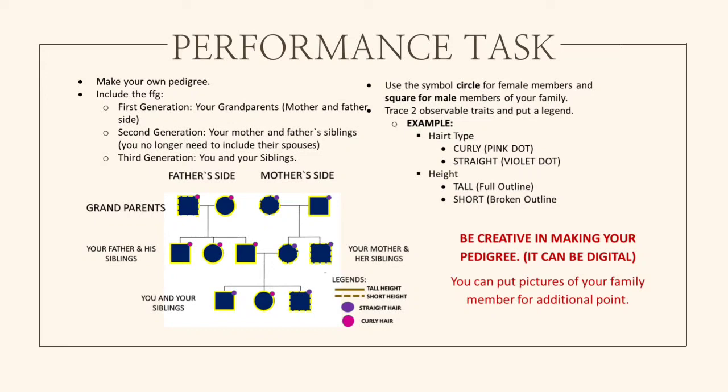So, all you need to do is to trace 2 observable traits and put a legend. Okay? So, ano nga ba yung mga observable trait na pwede nating include? We have here the hair type, the height, the eye color, the shape of the nose, the color of the hair. Okay? So, that is different observable traits na maaari nating ilagay dito sa ating performance task. Okay? So, example nga natin, hair type is curly, pink dot. Straight hair is violet dot. Height is for the tall, full outline or straight line. For the short naman, we have here the broken outline.